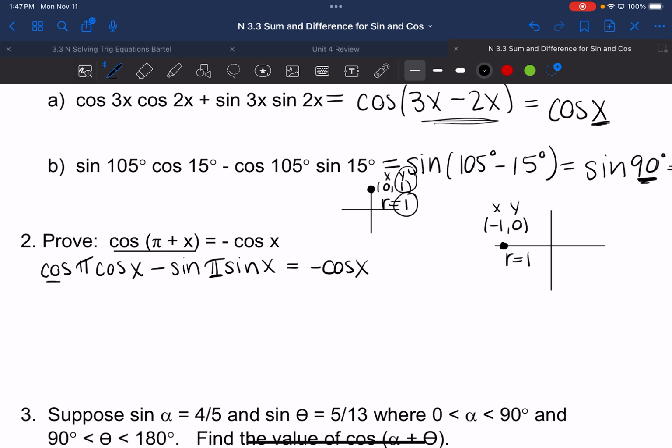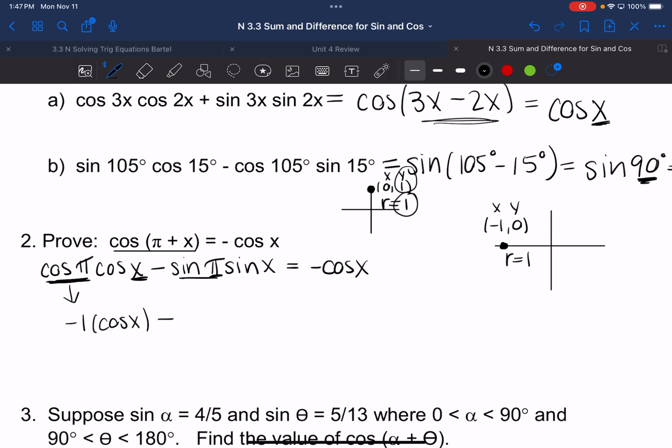Okay. So first over here, I have cosine of pi. Cosine is x over r, right? So at this point, x over r would be negative 1 over 1, which is negative 1. Okay, so I can replace this with negative 1. But I don't know what x is, right? So I can't change that. That just stays cosine of x.